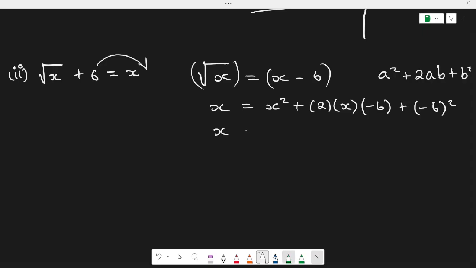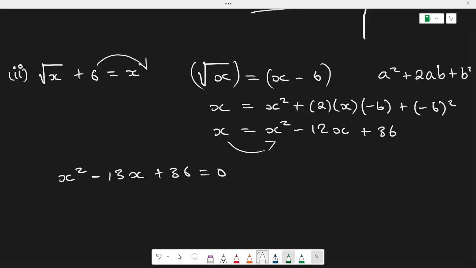So here you are going to get x equal to x squared, actually it's going to be a minus 12x plus 36. Okay, so we need to move this one to this side so that we can remain with x squared minus 13x plus 36 is equal to 0.